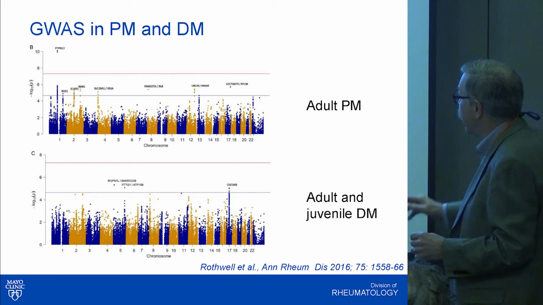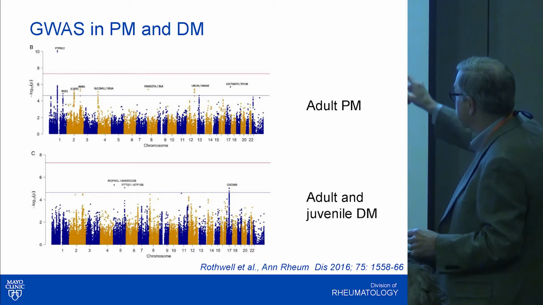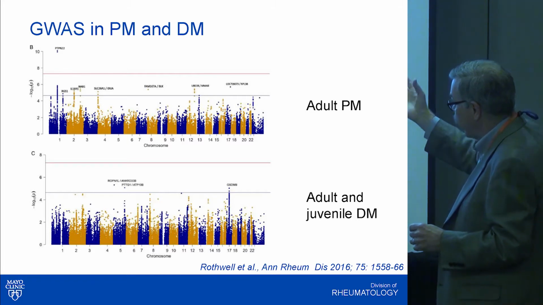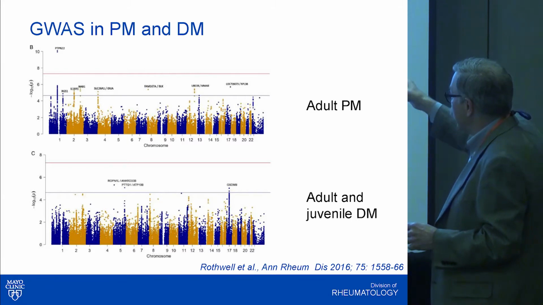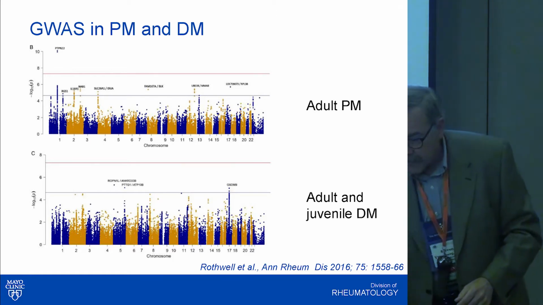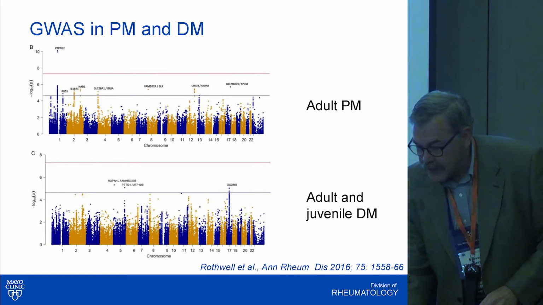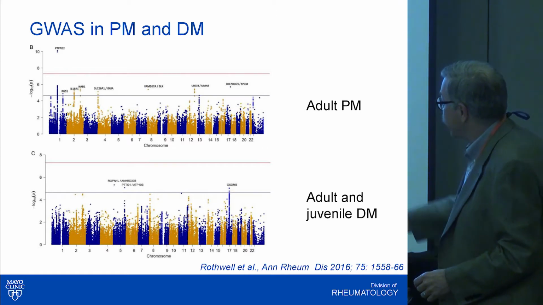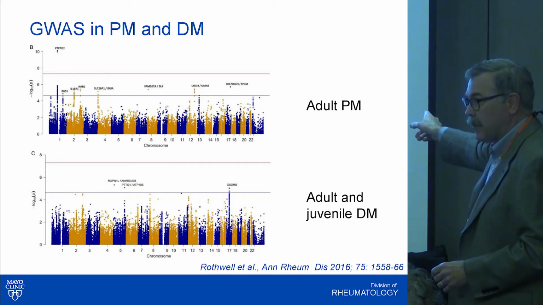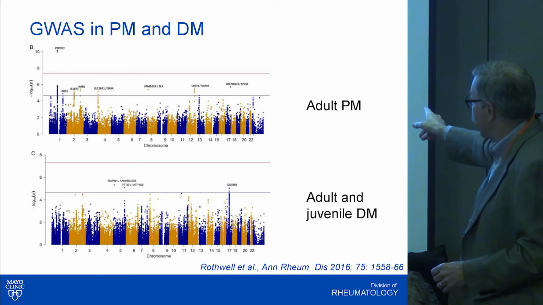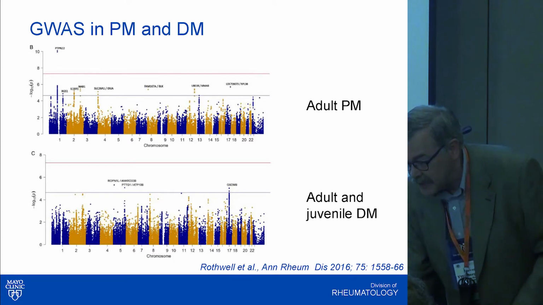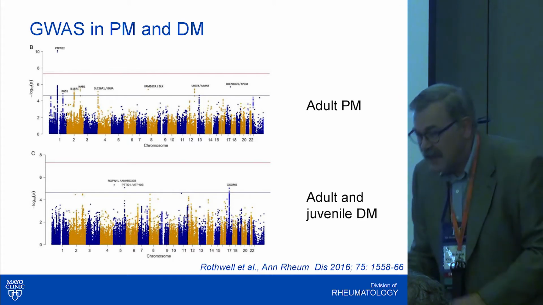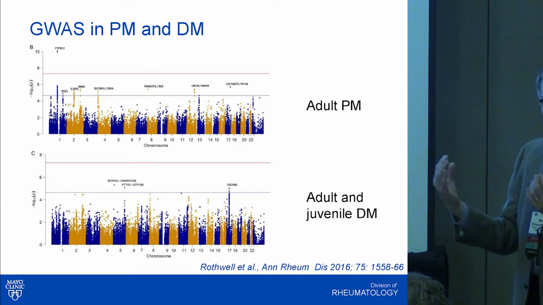Here are our GWAS studies in polymyositis at the top and dermatomyositis at the bottom, again compared with control healthy people. And what you see here is that things are different. In the polymyositis patients, PTPN22 is the most strongly associated, and it doesn't pop up in the dermatomyositis patients. Similarly, what goes up in dermatomyositis, we don't see over here. So there are differences between polymyositis and dermatomyositis.